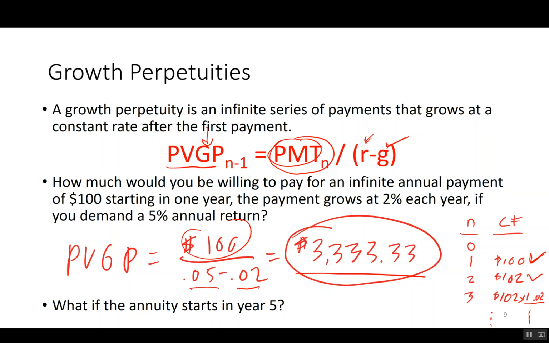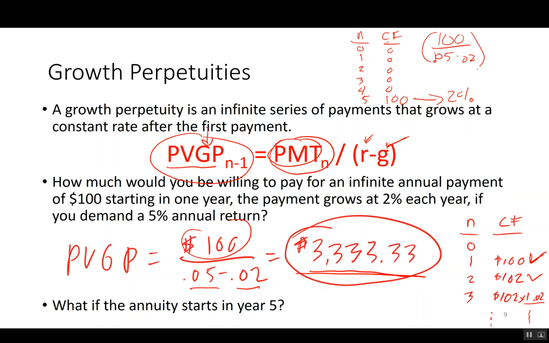Now, what if this cash flow started in year 5? Well, this is an interesting example. So if the periods are 0, 1, 2, 3, 4, 5, the payments are going to be 0, 0, 0, 0, 0, and then eventually we're going to get $100, and then that $100 grows at 2% forever. Well, obviously I'm going to pay a little bit less than $3,333 because I have to wait 5 years for my cash flows. But we can go back to our formula: if I put in 100 over 0.05 minus 0.02, that gives me the value the period before the first cash flow.